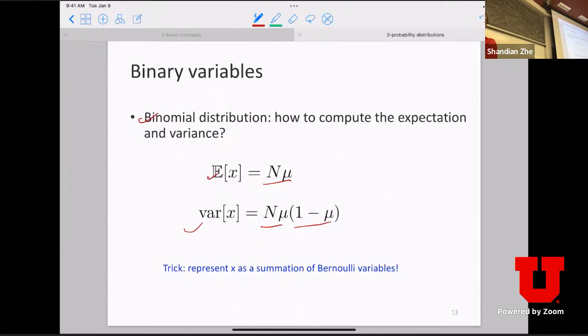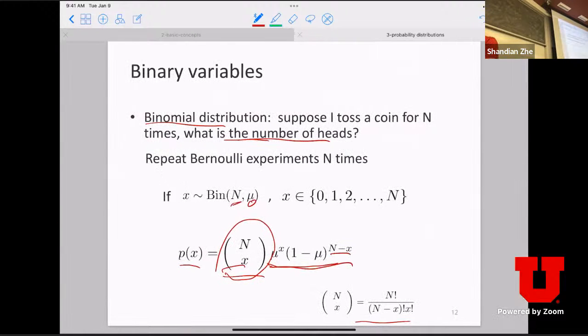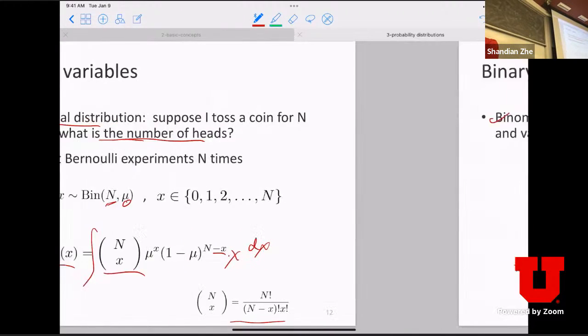But how do you get that? I think everyone has heard of this trick during your statistics class. We don't want to calculate the expectation from the original probability density, because you have to account for this combinatorial number. It depends on x as well. You don't want to integrate over x here.